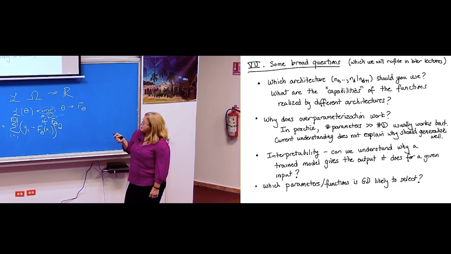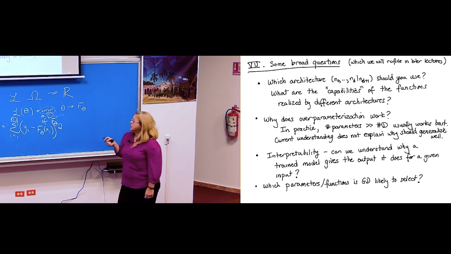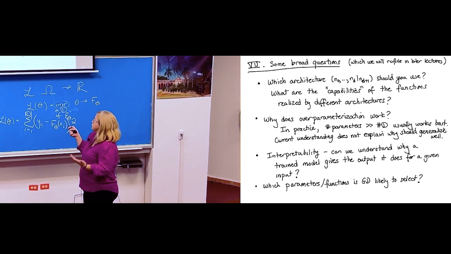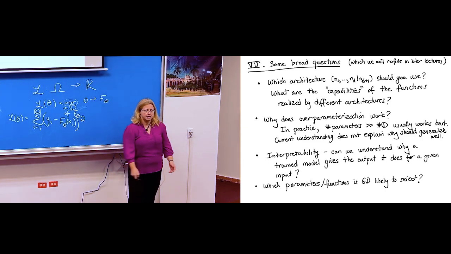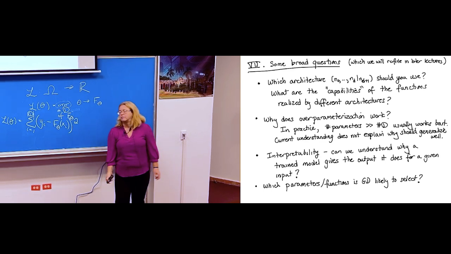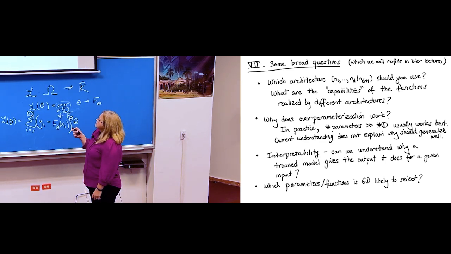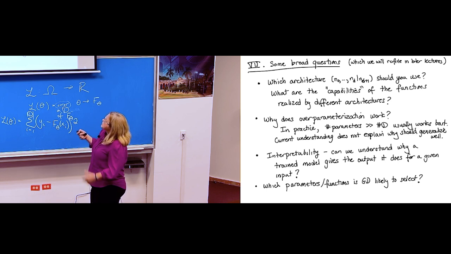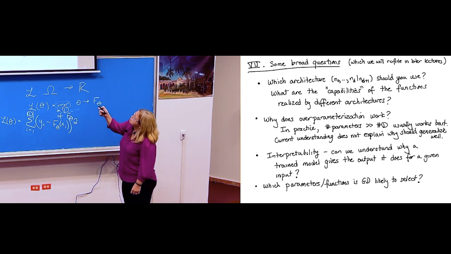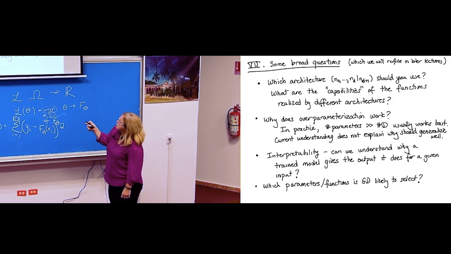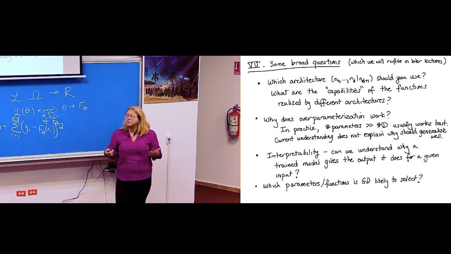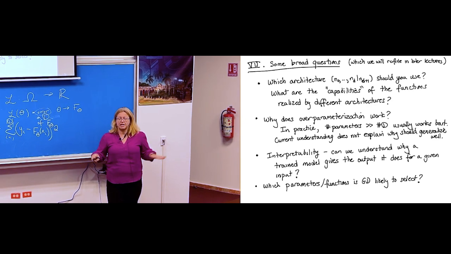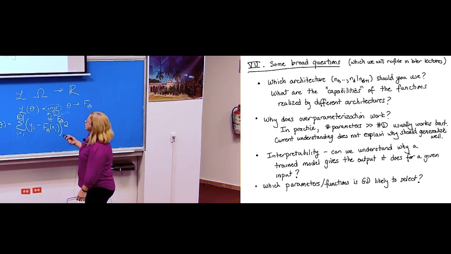And related to that is my final question here, which is, which parameters or functions is gradient descent, whatever form of it you are using, likely to select? I think there's a consensus that the reason overparameterization should work is that somehow gradient descent is more likely to pick out simple functions. But this has not been fully established in a rigorous theorem-proof sort of way.